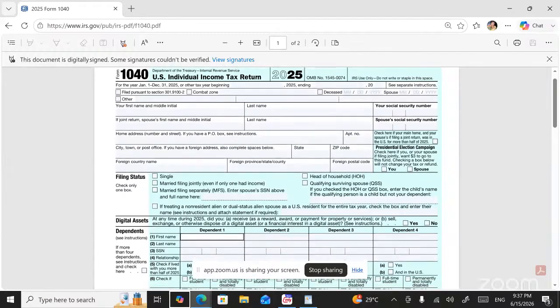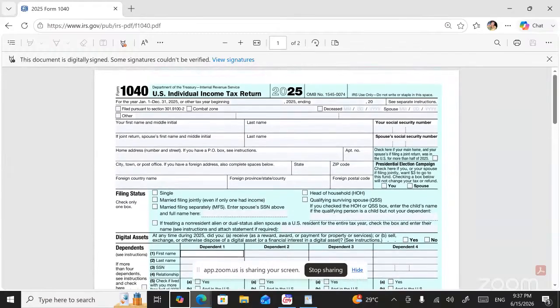Yesterday we already discussed how to fill the biographical information of the taxpayer. Actually here we need to fill the social security number of the taxpayer and spouse. Those details will be covered in detail in subsequent topics. I am just introducing the terminology here.